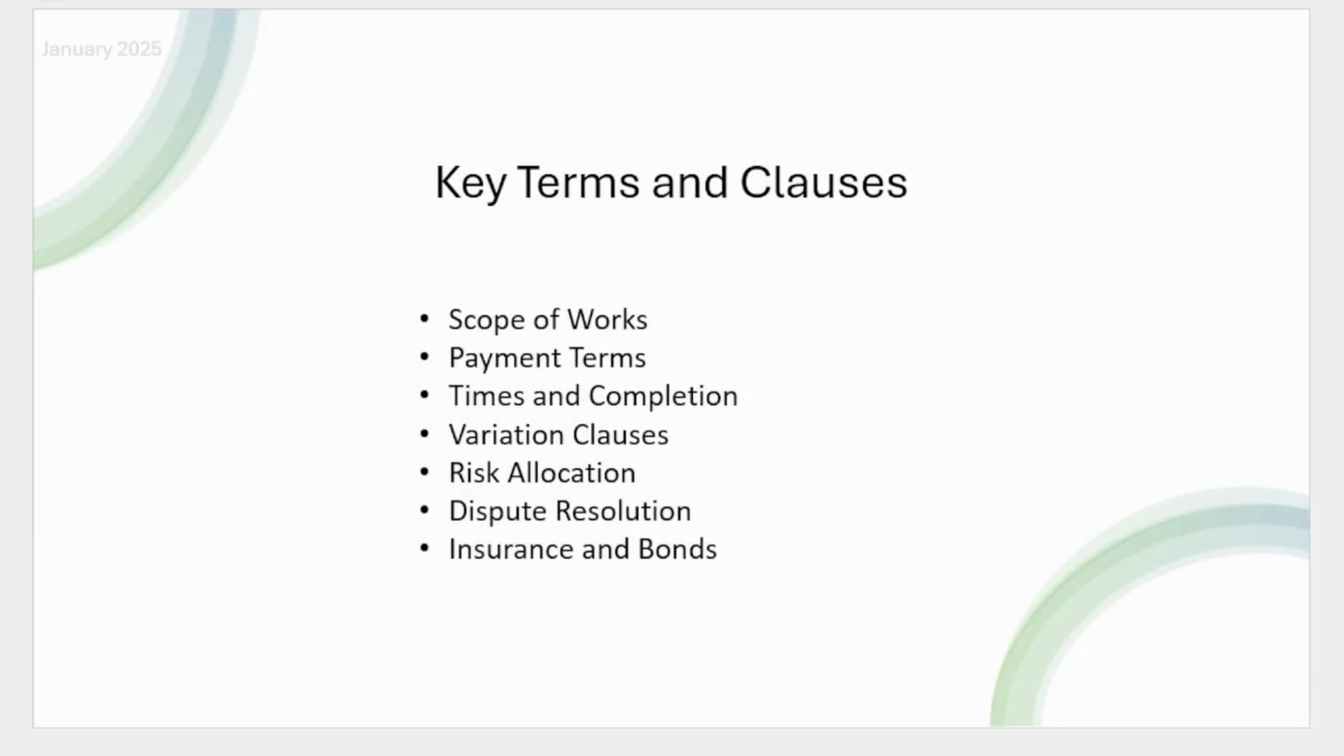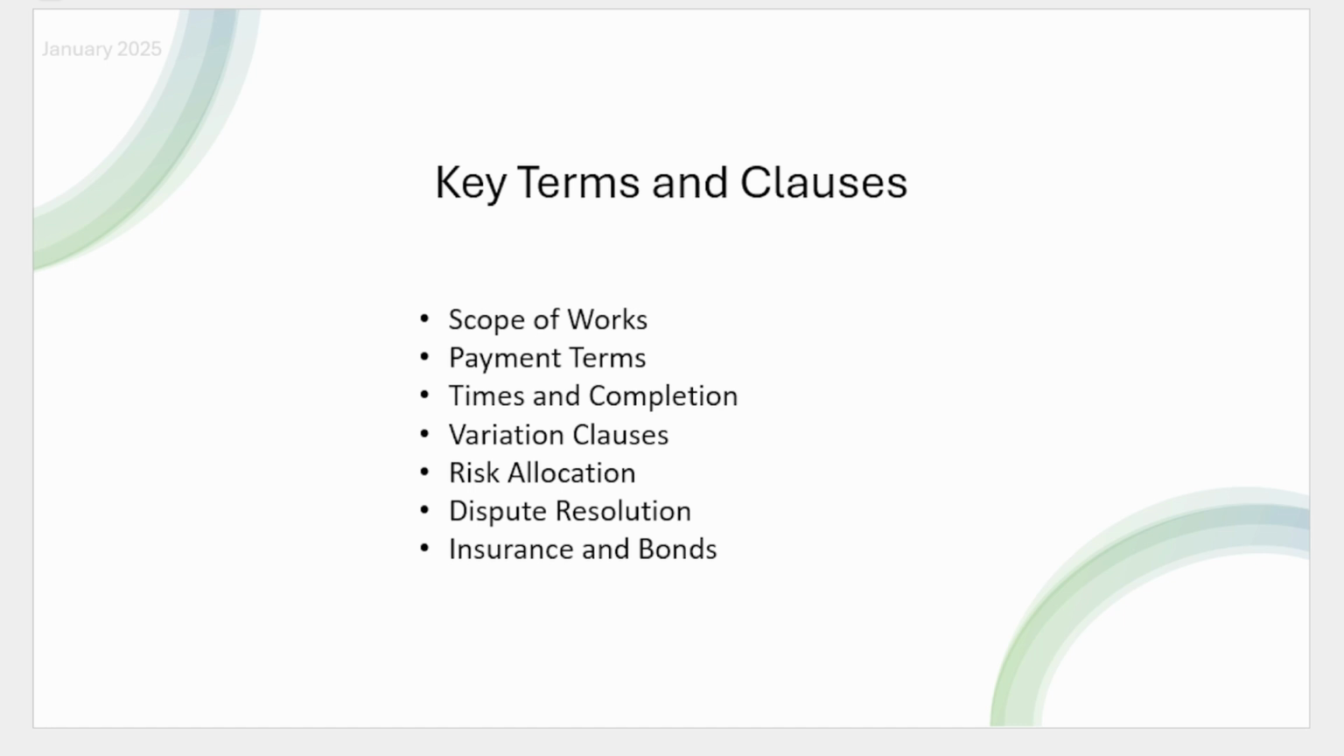Key terms and clauses in New Zealand contracts. New Zealand construction contracts contain several key clauses and terms that help to define the responsibility of all parties involved. Scope of works. This clause clearly defines the work to be carried out by the contractor, including any specific deliverables, quality standards, and timelines. It is critical to ensure that both parties understand and agree on the expected outcomes.